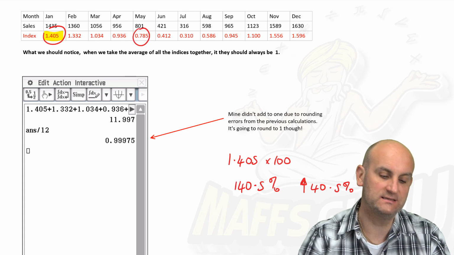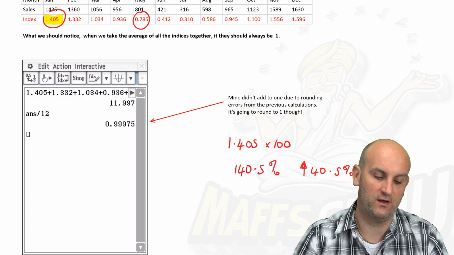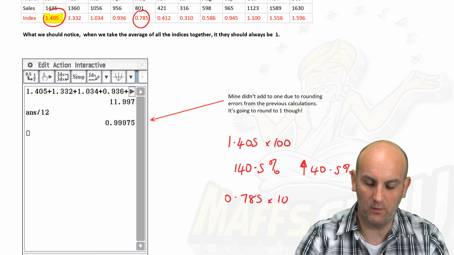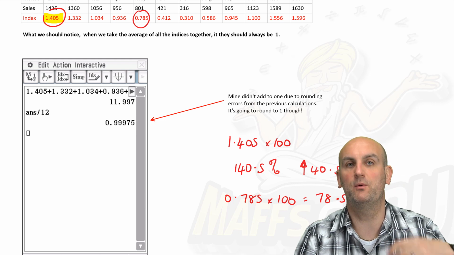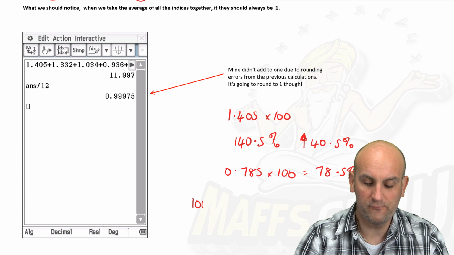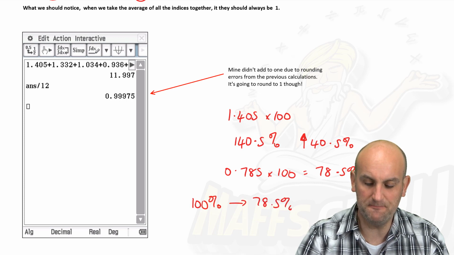What about this one here? 0.785. Multiply that by 100, it gives me 78.5%. Now again, remember we are referencing this to 100. So how do I go from 100%, which is my average, to 78.5%?